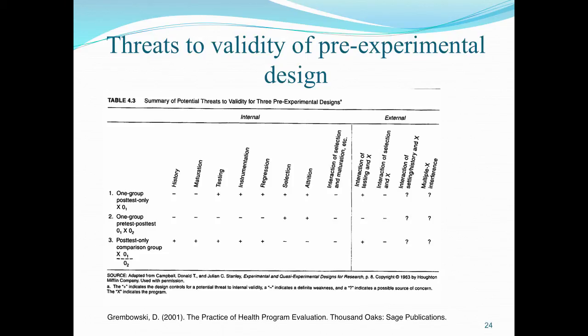So this slide summarizes the threats to validity of pre-experimental designs, and it's a useful one-page summary where the pluses on this chart indicate the design is strong on that particular threat versus the minuses, which suggests a weakness of that design, and a question mark suggests that it depends.